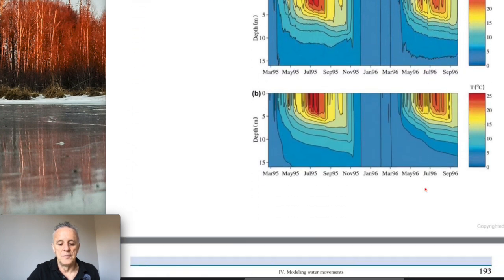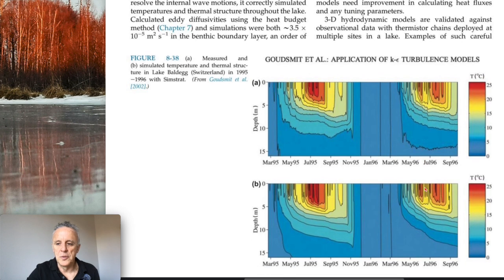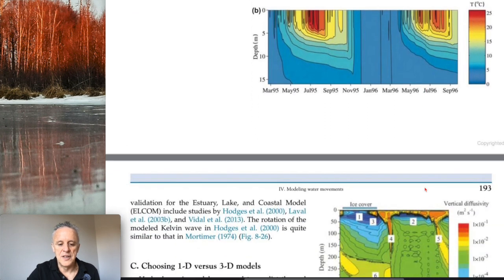Examples of such careful validation for estuary, lake, and coastal model outcomes include studies by Hodges and others. The rotation of the modeled Kelvin wave in Hodges is quite similar to that of Mortimer.